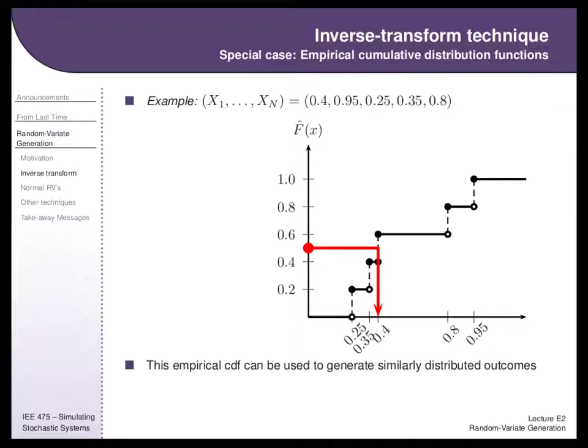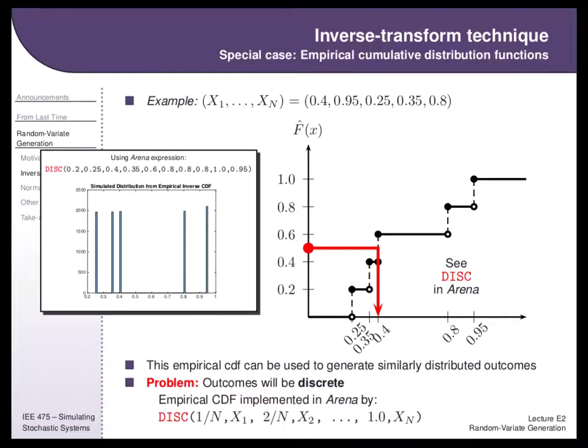This gives me a way of generating simulated data that matches the proportions of the data in my real sample set without even coming up with a curve fit. I took these data and put them into a disk line just like the one I showed you before. In general it looks like this: probability 1 over n, comma, the outcome, comma, 2 over n, comma, the outcome, all the way up to 1.0, comma, the outcome. If I generated a lot of these, I would end up getting a histogram that might look like this.